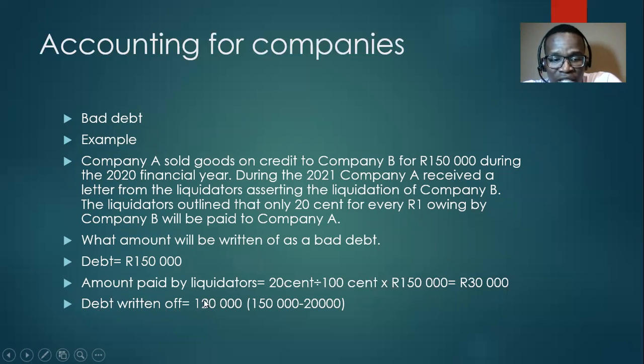So the debt that is written off is how much? 120,000. Yes, because it owed 150,000. Company B owed 150,000, but the liquidators were only able to pay 30,000. Sorry for the typing error. It was supposed to be 30,000 there. Then it means it's left with 120,000 that is being written off.